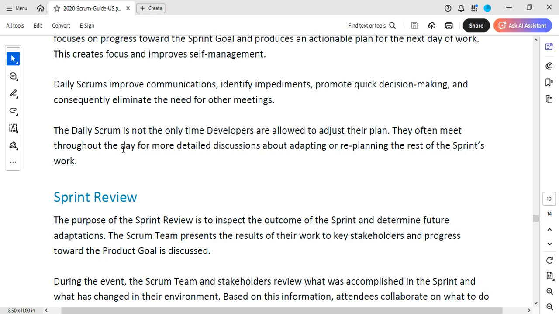Okay. The daily scrum is not the only time developers are allowed to adjust their plan. Yes, developers work together and meet anytime. But the thing is, the daily scrum is when everyone in the team comes together. Okay.